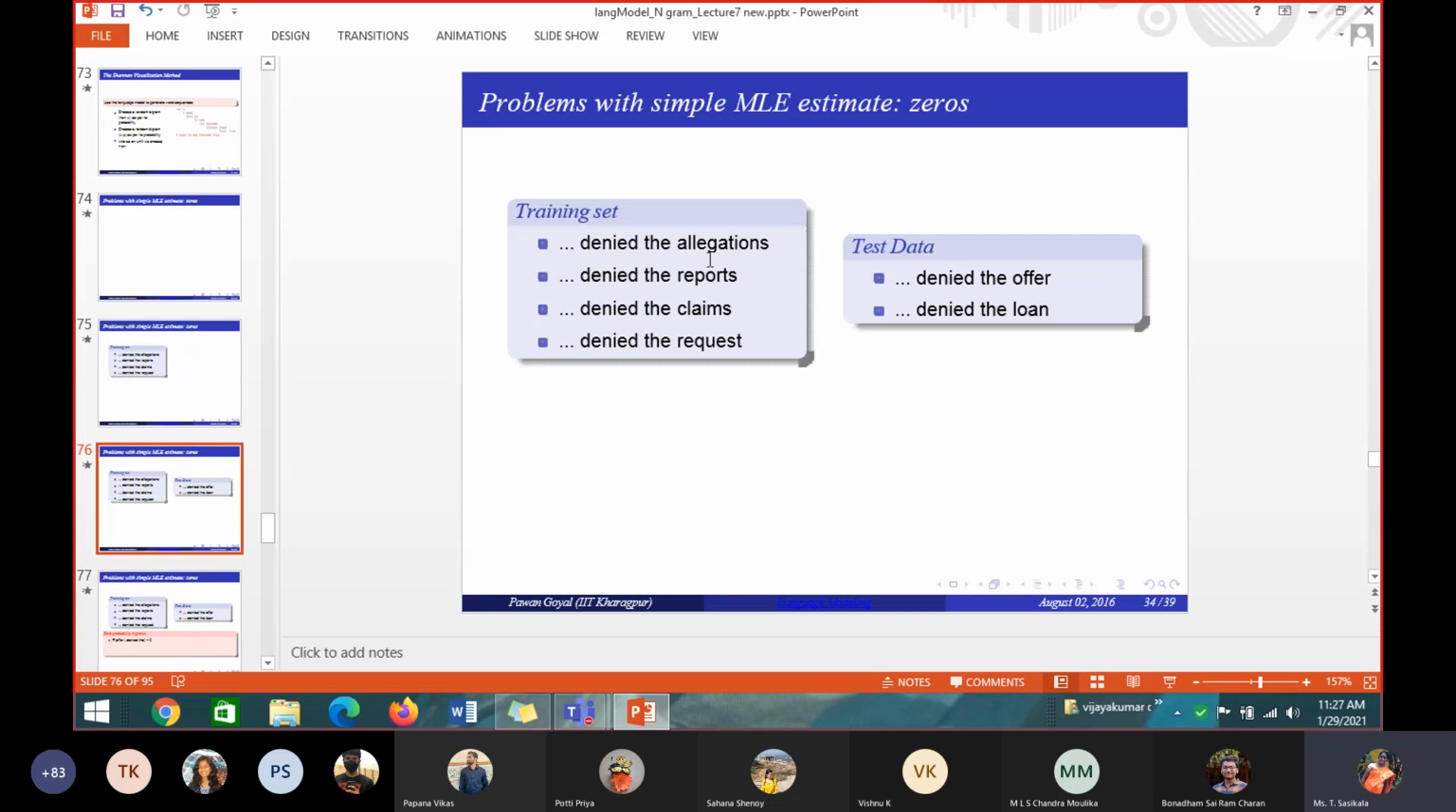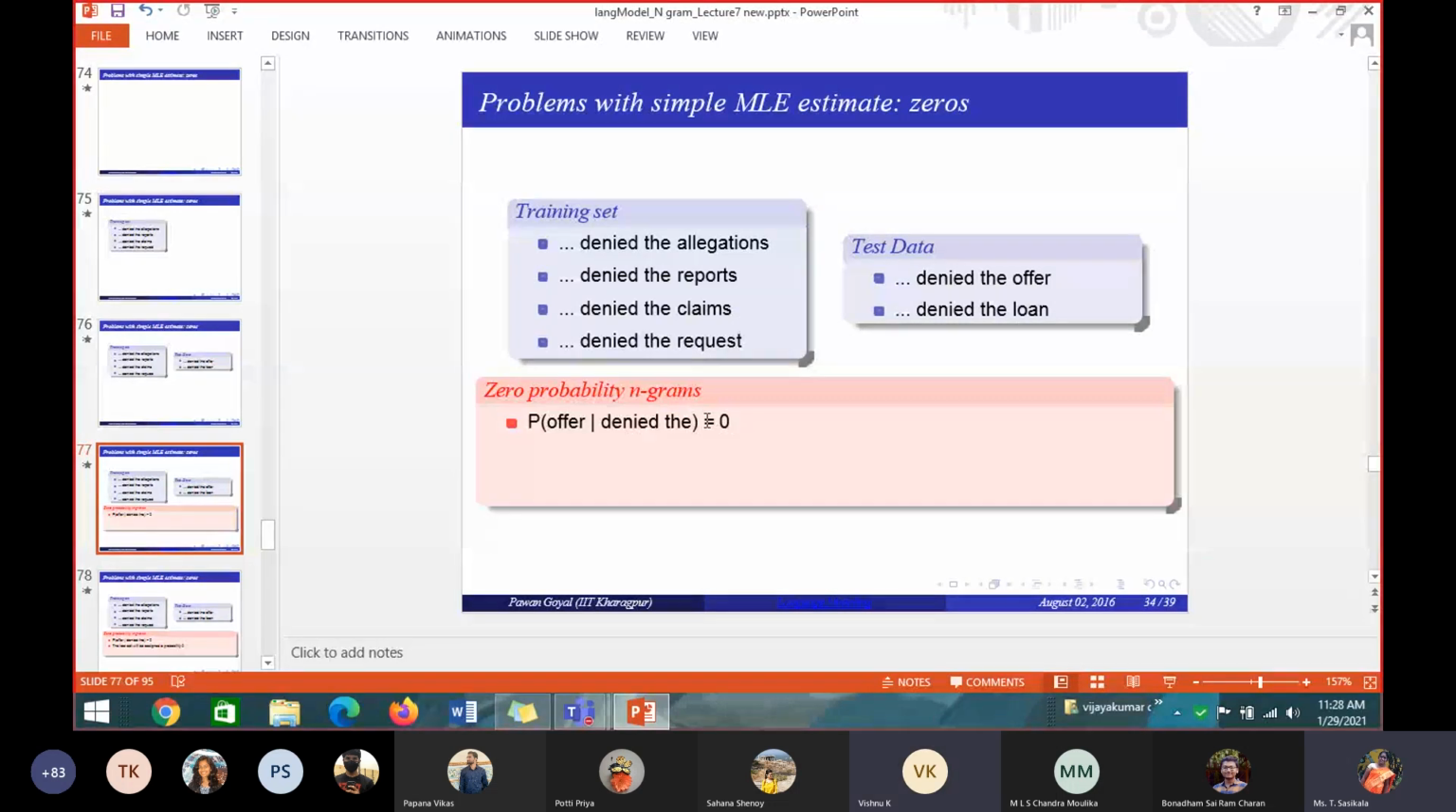And in the test data, I have "denied the offer", "denied the loan". Okay, 2 words I have. So if I find the probability of offer given denied the, which gram is this? Bigram, unigram, trigram or 4-gram? How many words are taken into consideration? Trigram. Why is it a trigram? Because 2 words are taken from the context. Good.